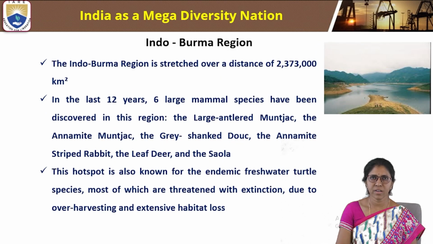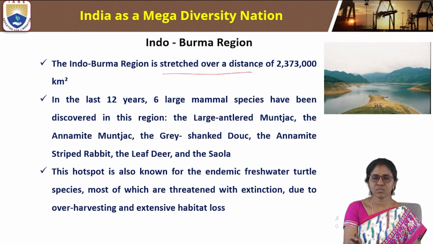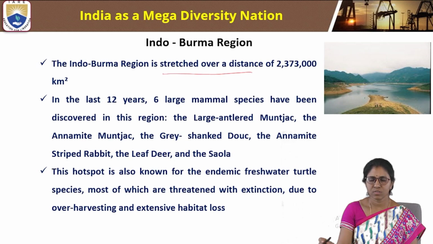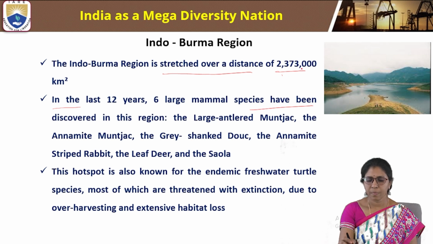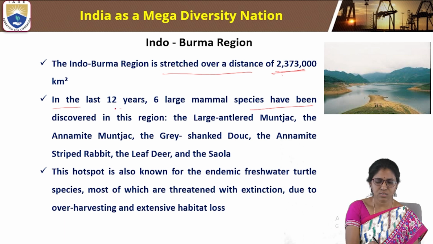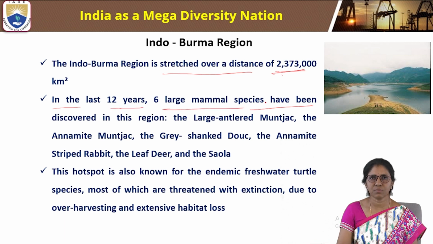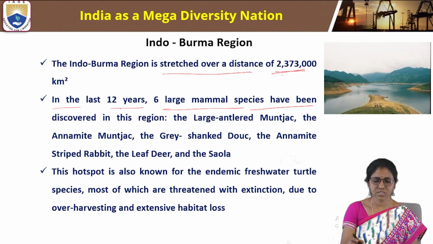Next is the Indo-Burma region. It stretches over an area of 2,373,000 square kilometers, and in the last 12 years, six large mammal species have been discovered in this region.